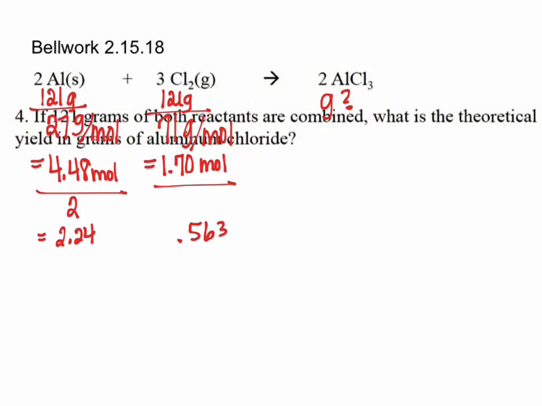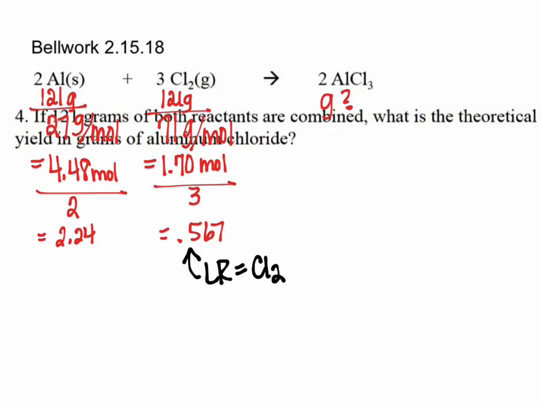0.563. And this one gets divided by 3. And those are my two things I'm working with. So which one limits us? So this is my limiting reactant, so that is chlorine.